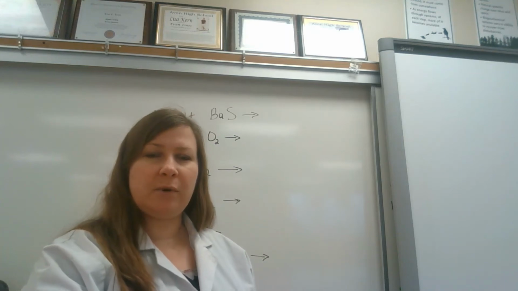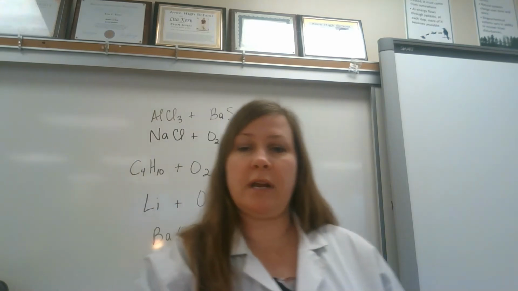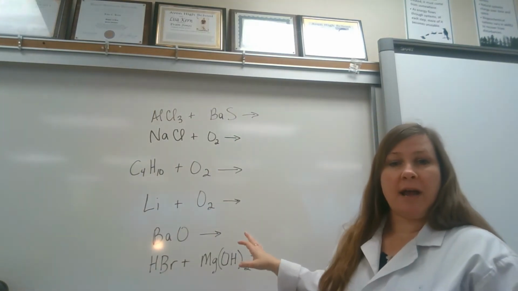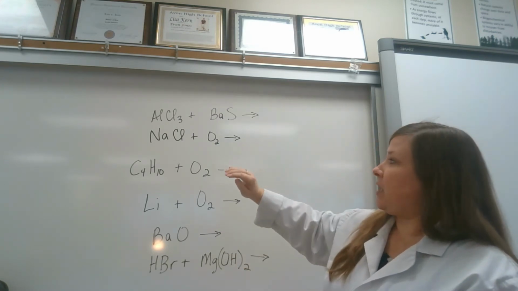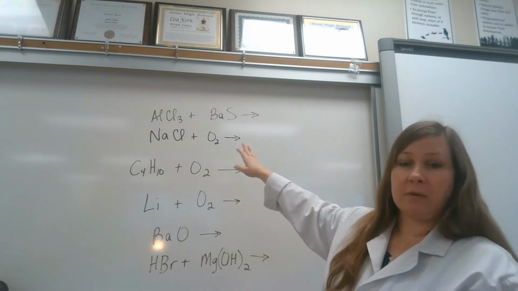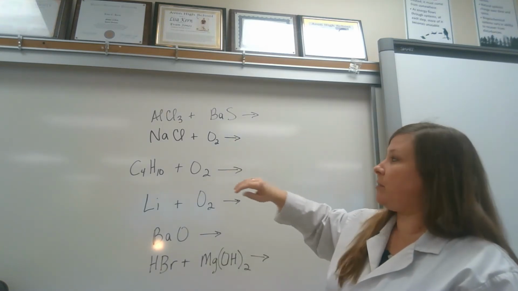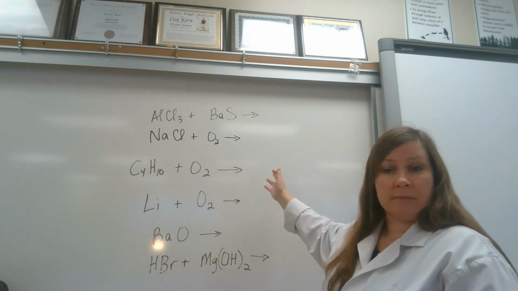Okay, students, today we're going to talk about how to predict products of reactions. So here I have some chemical reactions on the board behind me, and we're going to figure out how to predict what the products of those will be. So for example, we have aluminum chloride reacting with barium sulfide, and we want to know what's going to happen. Or how about if we have sodium chloride reacting with oxygen? What are we going to get?